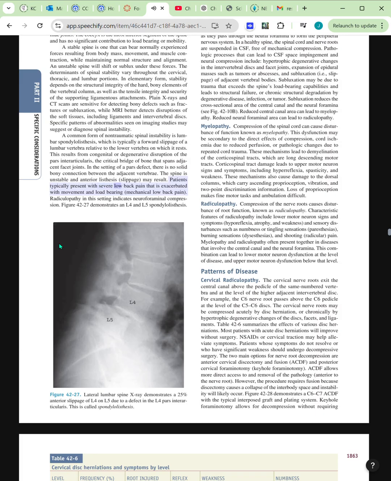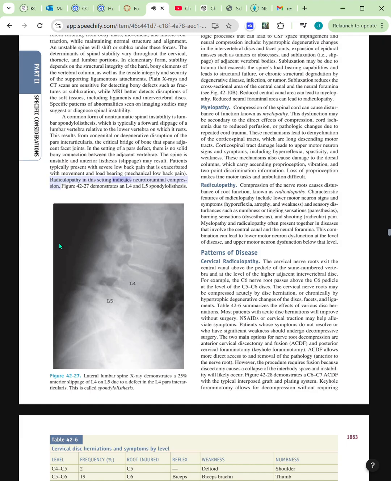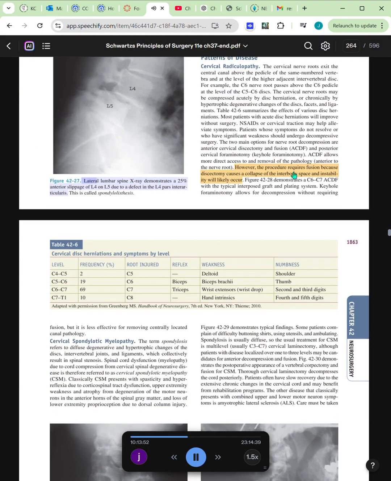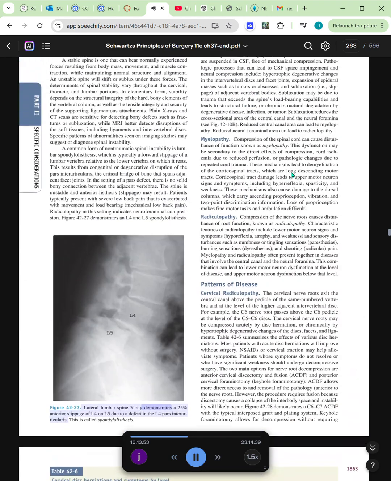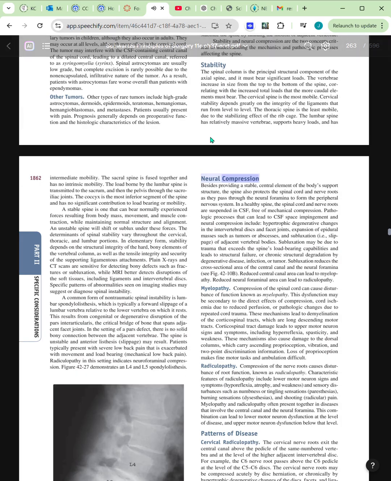Patients typically present with severe low back pain that is exacerbated with movement and load-bearing, mechanical low back pain. Radiculopathy in this setting indicates neuroforaminal compression. Figure 42-27 demonstrates an L4 and L5 spondylolisthesis. Figure 42-27: lateral lumbar spine X-ray demonstrates a 25% anterior slippage of L4 on L5.